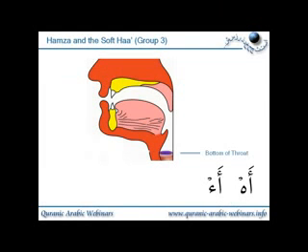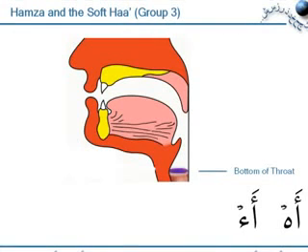Group 3 then is the throat, but the very lowest point of your throat. And these two are a bit difficult to pronounce with the sukoon. So we have what we call the soft ha and the hamza. The soft ha will be pronounced as ah. You have to try and bring the ha from the bottom of your throat.